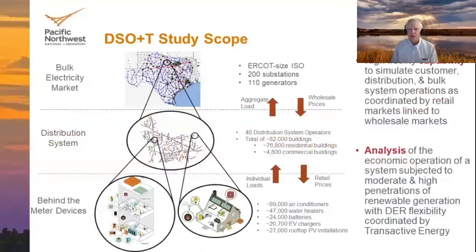That project is based on ERCOT, and it's actually kind of a mashup of ERCOT and PJM, not using ERCOT's markets, but using the size of ERCOT, roughly the transmission network of ERCOT, and then the distribution systems of ERCOT to be able to do this simulation, which, as you can see, is going to include a huge number of buildings, and then within the buildings, a total number of devices, including over 20,000 electric vehicle chargers, 27,000 rooftop PV installations, and so forth. And this gives us the ability to really do some detailed analysis of the benefits of the transactive energy system at scale.